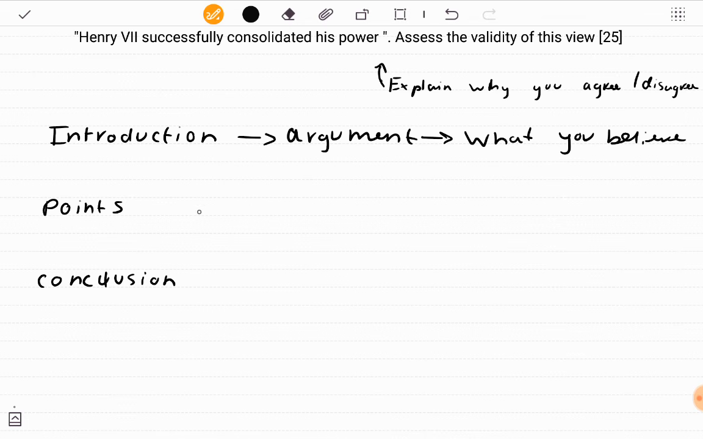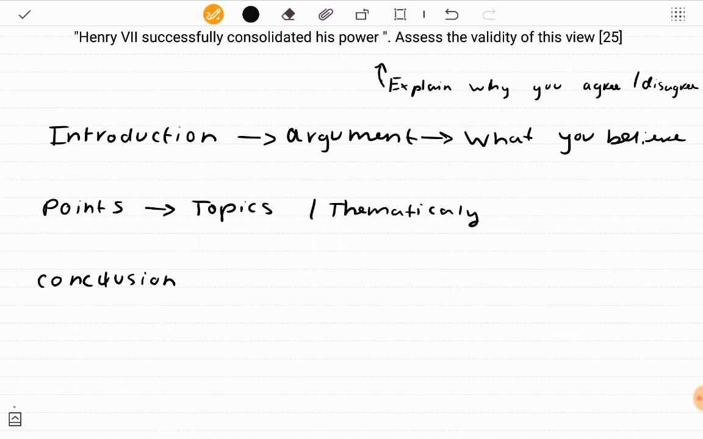And now the main part of your argument, you want to look at the points of the argument. This can be split up in two ways. You can look at it more as topics. You can split it into topics, or you can split it thematically. And I'll talk about these in more detail in a minute.